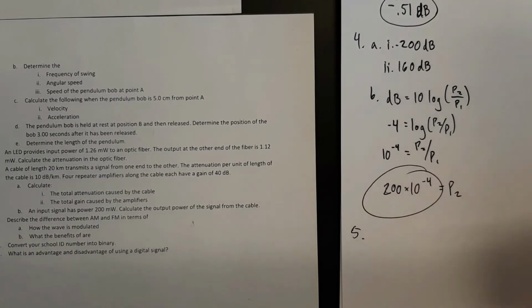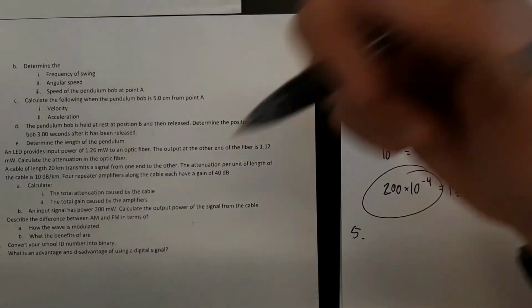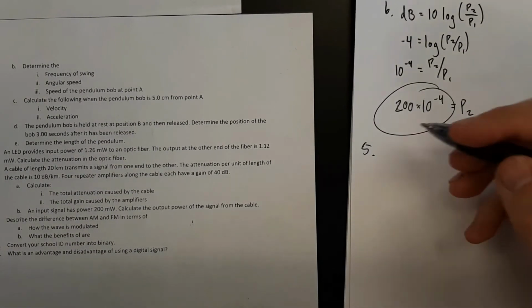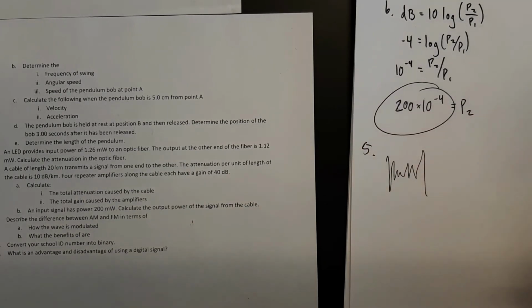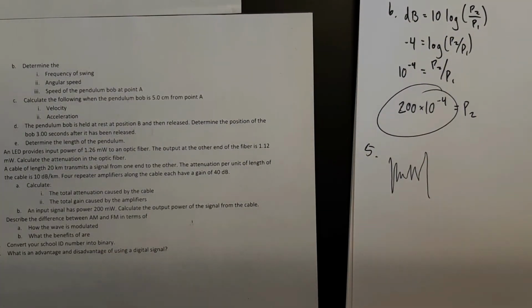For number 5, I was not asking for any numbers, so you're just going to have to answer it qualitatively. Describe the difference between AM and FM in terms of how the wave is modulated. So that's what the letters in front of the M stand for. AM is amplitude modulated, so it's going to change how big the wave is. You'll end up with the amplitude changing continuously over it. That was a crappy looking wave, but the amplitude goes from high to low based on the amplitude of the signal wave.